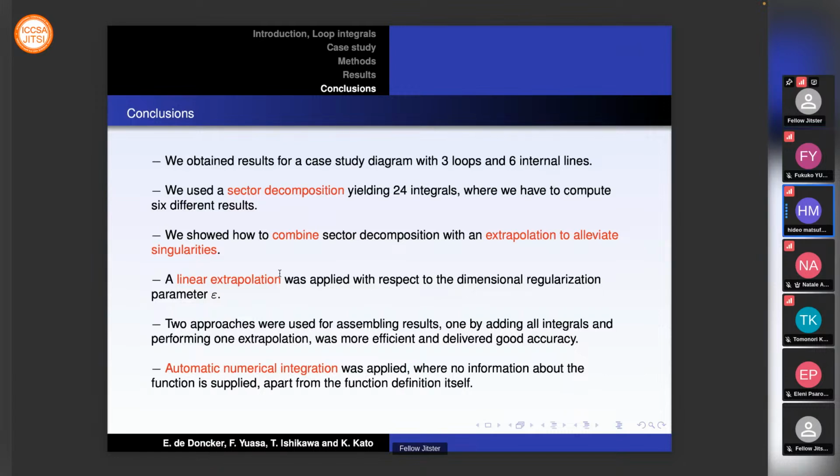I see. So increasing the degree of singularity. So what is the difference in the numerical method? So the problem becomes more difficult. Therefore, we applied the sector decomposition as an additional component in the numerical approximation.